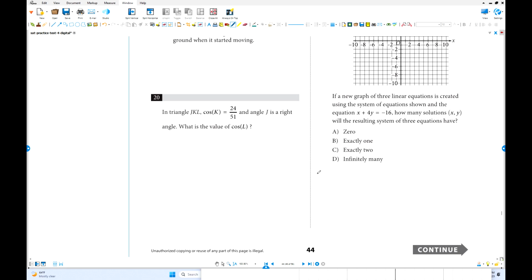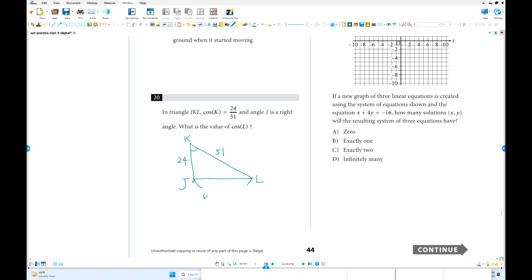Number 20, cosine K equals 24 over 51. Okay, the triangle. Cosine K, maybe you can use this one. J is the right angle, okay? J, K, L, that's one. This is cosine K, what? 24 over 51, right? Adjacent over hypotenuse.